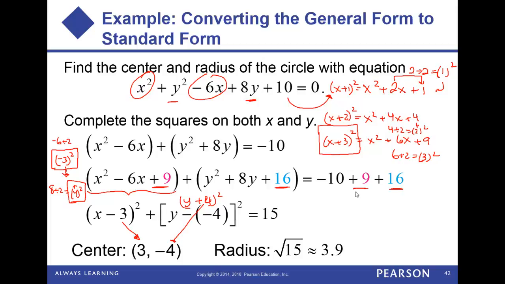Okay, the radius now is no fun, because 9 plus 16 is 25. Subtract 10 will give you a 15. 15 is not a perfect square, so now we have to approximate what the radius is. Square root of 16 would be 4, so square root of 15 would be about 3.9. If you want to use your calculator to get that, that's fine too, but approximately 3.9.